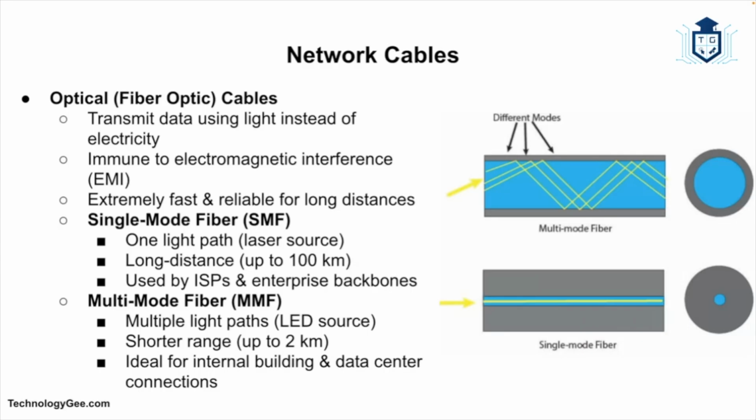And then you have what is called multi-mode fiber, which transmits multiple light paths. It uses LED light sources. It offers a shorter distance of up to 2 kilometers, and this is perfect for in-building networks or data centers.